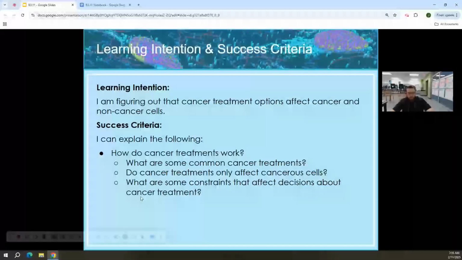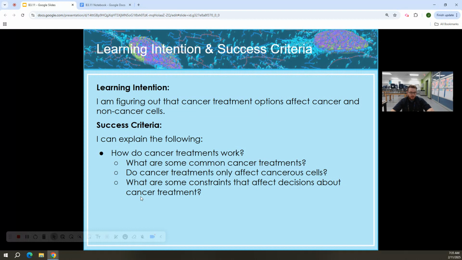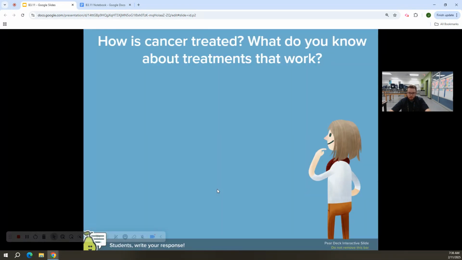All right, so we're figuring out that cancer treatment options affect cancer and non-cancer cells. And by the end of the lesson, we should be able to explain how cancer treatments work, just kind of generally. And then our smaller success criteria. What are some common cancer treatments? Do all cancer treatments only affect cancerous cells? And what are some constraints that affect decisions about cancer treatment? Okay, so like what are some things we consider that affect the decisions that we can make about different treatment options for patients? Okay, so we're going to start by discussing this in our groups.